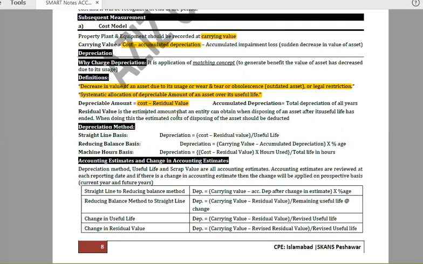Residual value is the scrap value at the end of the useful life of an asset. Residual value is the estimated amount that an entity can obtain when disposing of an asset after the end of the useful life. So this is basically scrap value. When the useful life of an asset ends in the future, what would be the value in the form of scrap? That is called residual value.